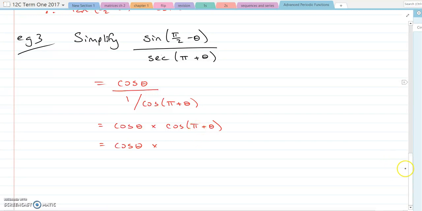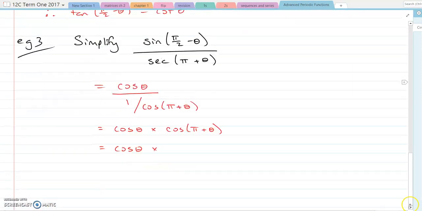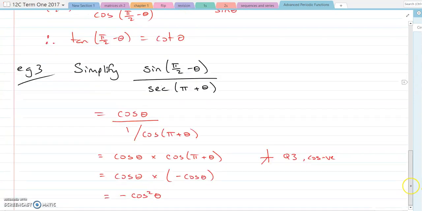Alright, so now this part here, the second part, I go through those steps that I did previously up here. There's 1, 2, 3 steps. Use my quadrant. So, pi plus theta, down here. Q3 cos negative. Okay, so this is times by negative. I've got a pi here. I don't have a pi over 2, so do I change the cos to a sine? No, I don't. I keep it cos, get rid of the angle, and just put that. So the whole thing equals negative cos squared theta. Okay, that is it for this section.